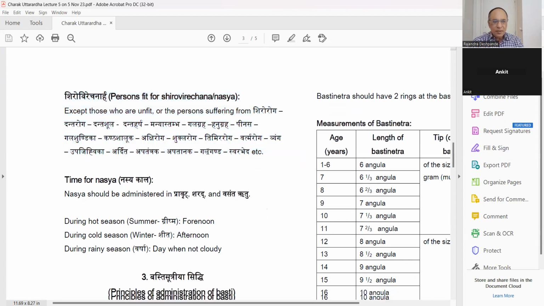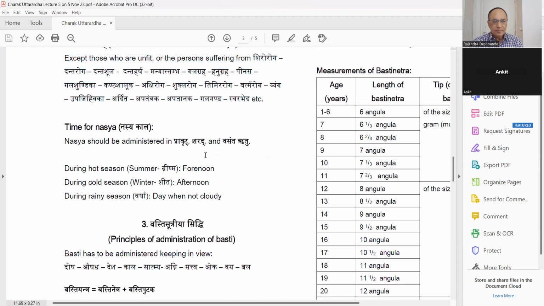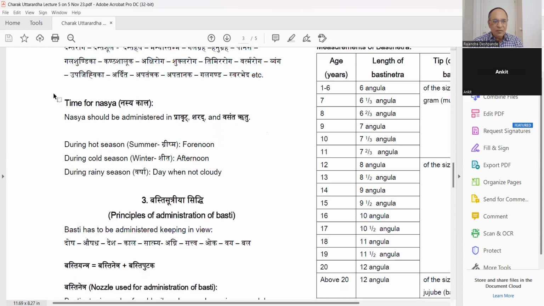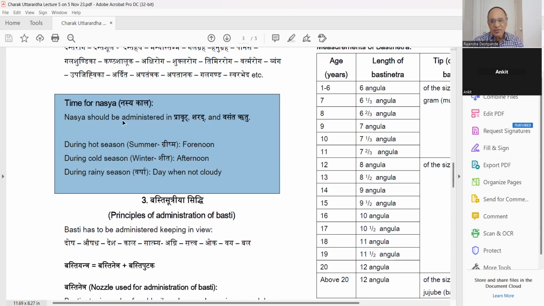Now, next we will see the time for the Nasya. When to give Nasya? Nasya should be administered in Pravrut, Sharad, and Vasant Rutu. You must remember this Vasant Rutu is very specific because this is a Kapha Prakopa Kala, spring season, March, April month. Okay, Sharad is October heat. Here you have to use the strong Nasya, and here you have to use the soft Nasya, like Ghee Nasya.